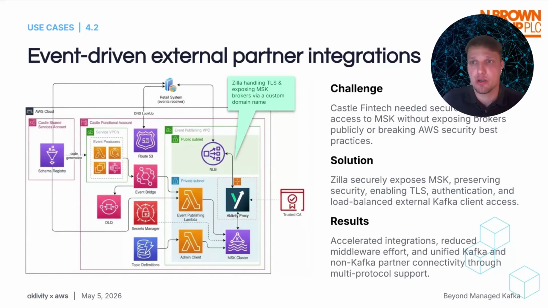Zilla handles the Kafka native proxying, TLS identity propagation, broker load balancing, and MSK ACL enforcement across N Brown's external partners. The result was faster partner integration rollout, reduced middleware development, stronger security, and a reusable foundation for expanding event-driven access across Kafka with future API-based integrations. The other thing that happened is, by having this proxy layer in place between N Brown's brokers and its external partners, they're able to decouple their upstream clients from their brokers, giving them more freedom to make changes on the server side without impacting the upstream clients.